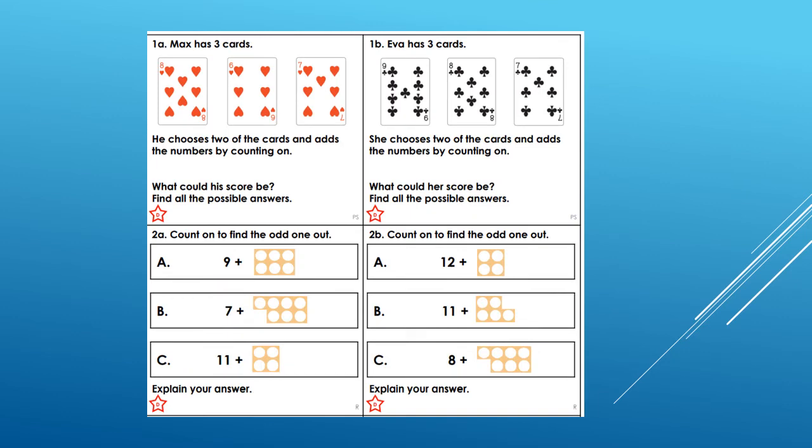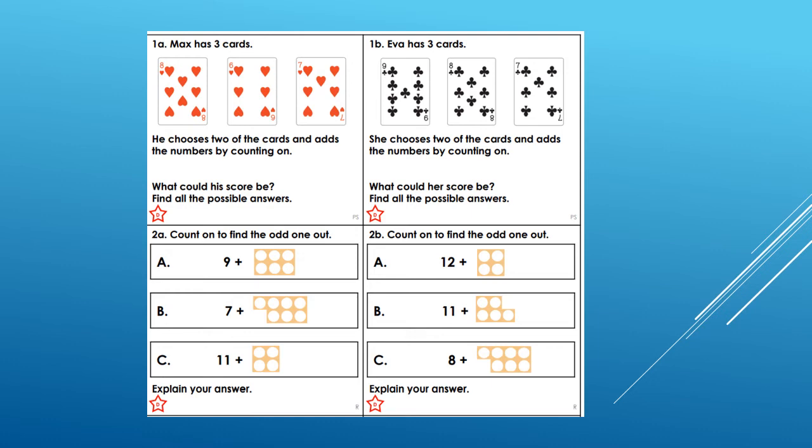Now I have some questions for you. Let's look at number 1A. Max has 3 cards. He has an 8, a 6 and a 7. He chooses 2 of the cards and adds the numbers by counting on. What could his score be? Can you find all the possible answers?